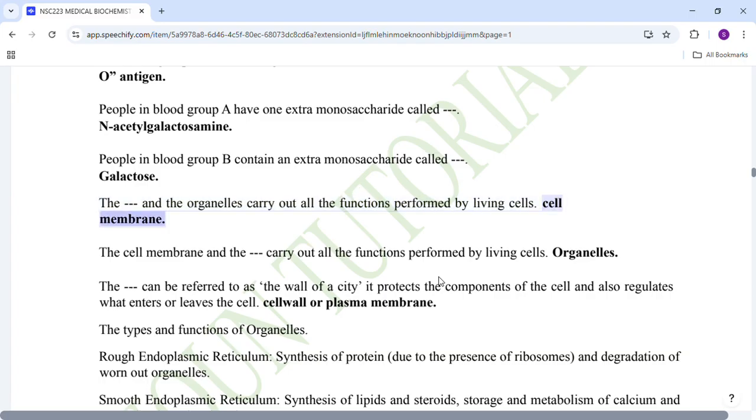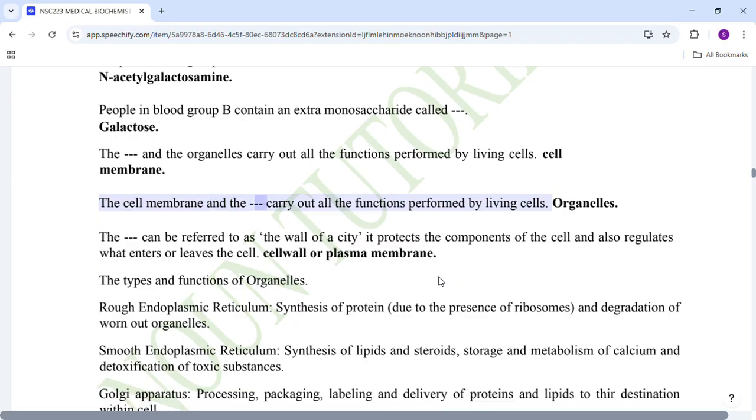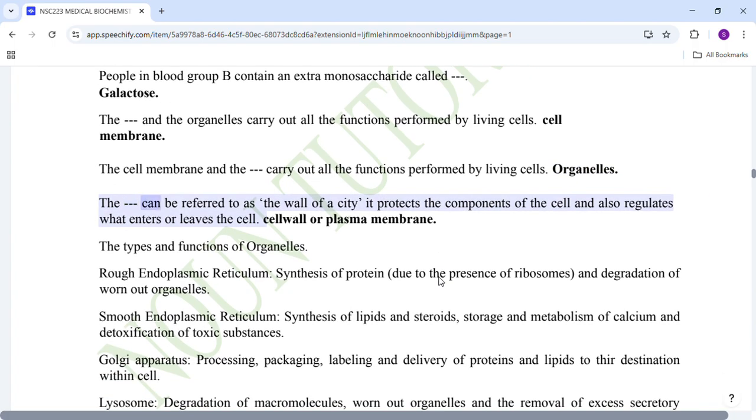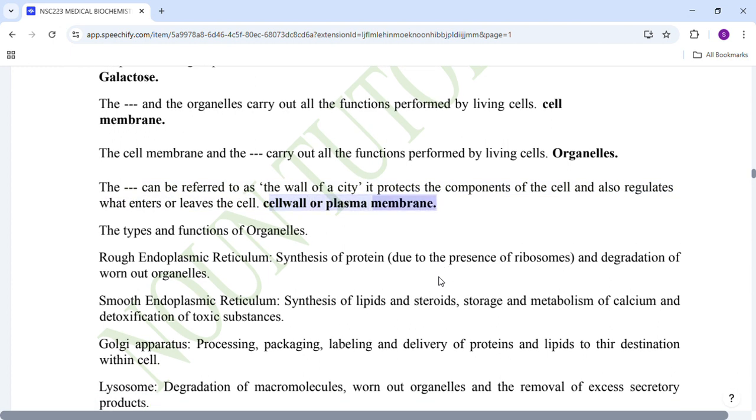The cell membrane and the organelles carry out all the functions performed by living cells. The cell membrane can be referred to as the wall of a city. It protects the components of the cell and also regulates what enters or leaves the cell.